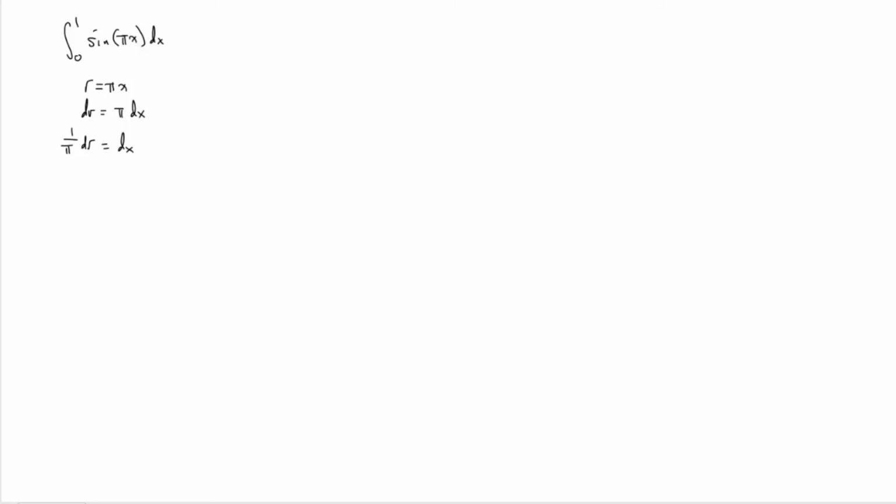We let r equal pi times x, so that the derivative dr dx is just equal to pi, and in differential notation, that means that dr is pi times dx. We don't have a pi times dx, we just have a dx. So if you divide both sides by pi, you get 1 over pi dr is equal to dx.